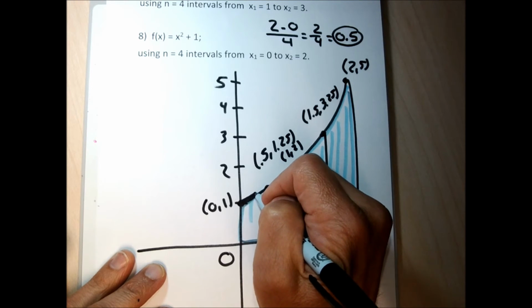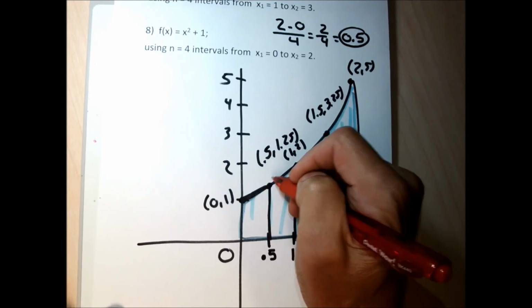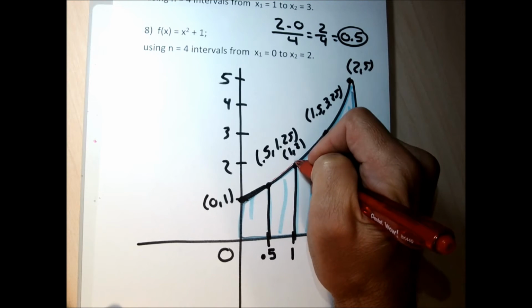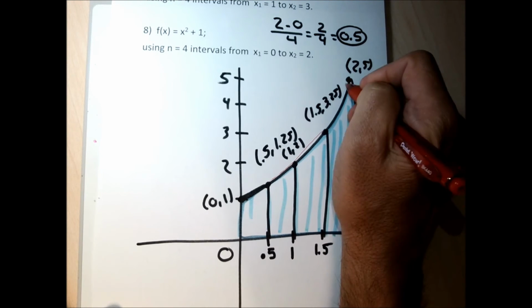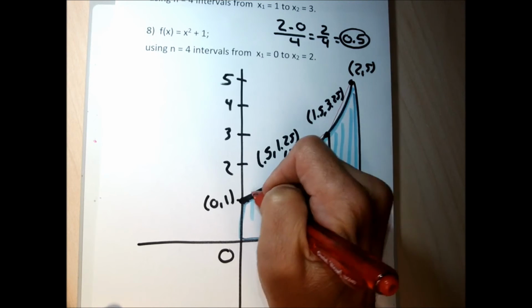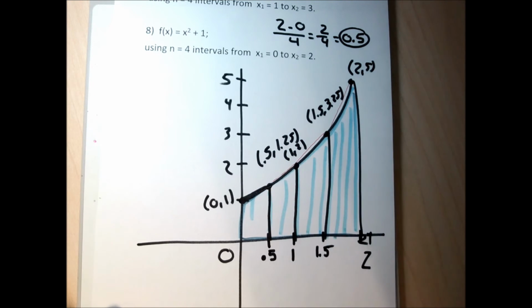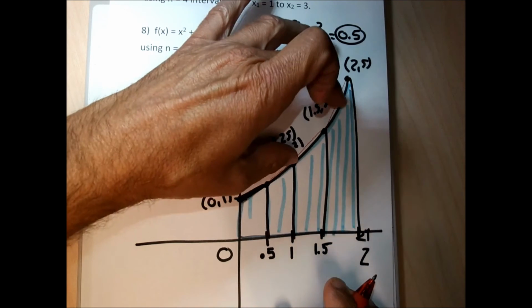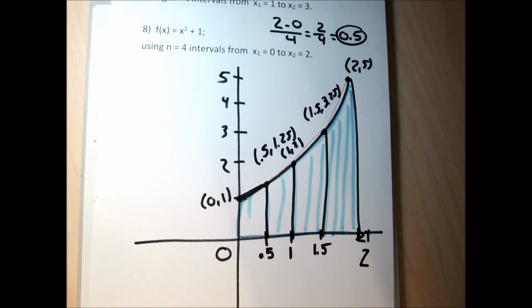First trapezoid. Probably I should do these with this. These are really accurate trapezoids. They're really close to my graph. Especially when I draw a thick marker, you can't even see the difference. So those are my 4 trapezoids, and you can see that I'm slightly overestimating the area.